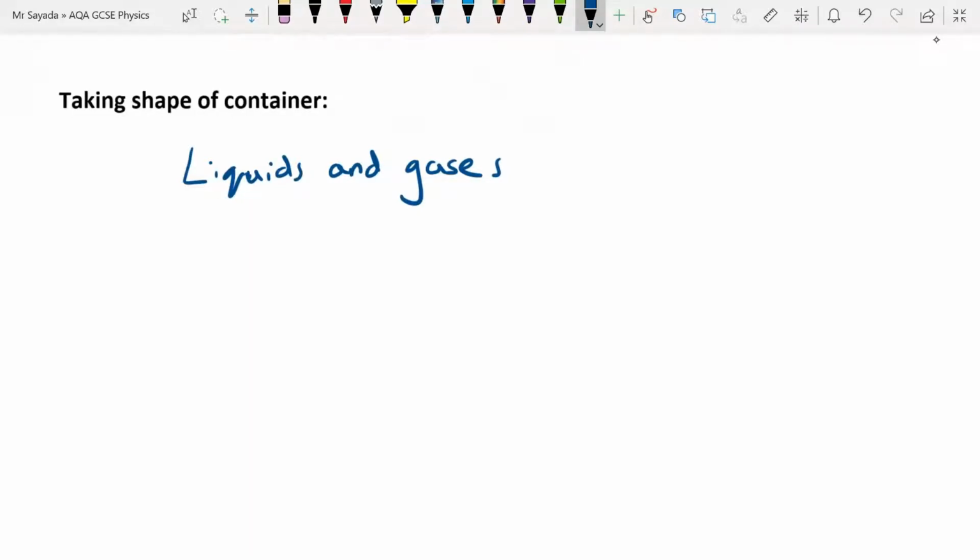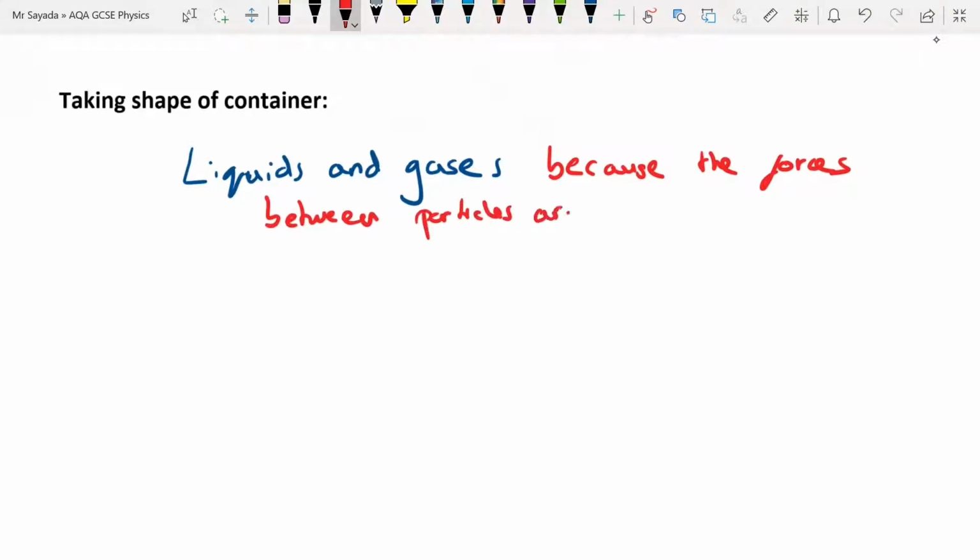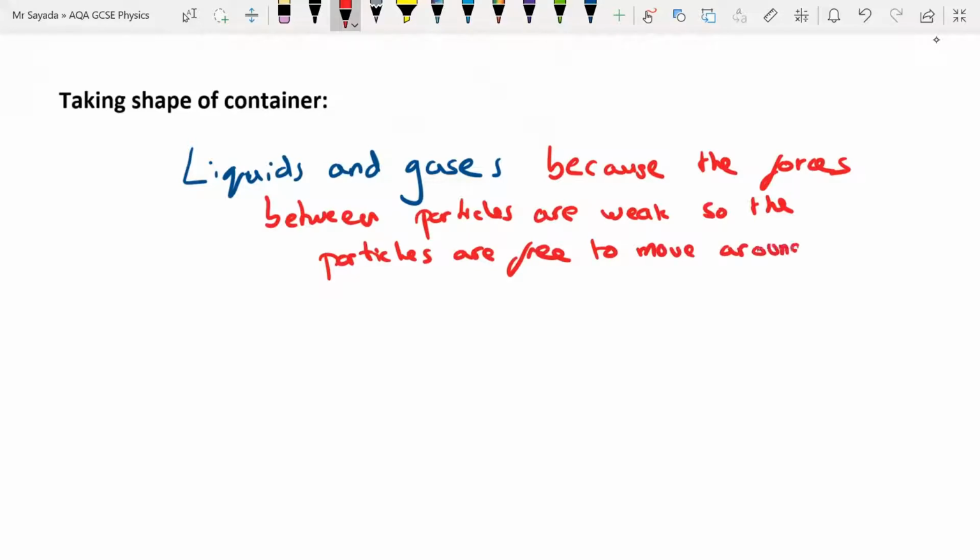So liquids and gases take the shape of the container because the forces between particles are weak. So the particles are free to move around. In a solid, the forces are strong, very strong. So therefore, the particles cannot move around, they just vibrate on the spot. So there's no way for the solid to take the shape of the container.